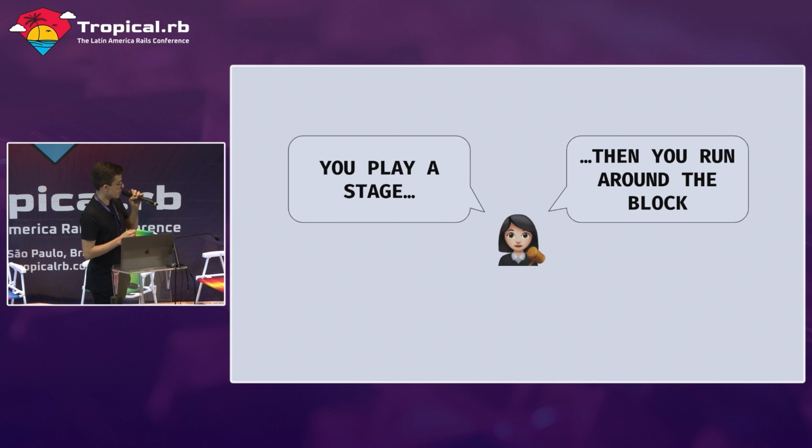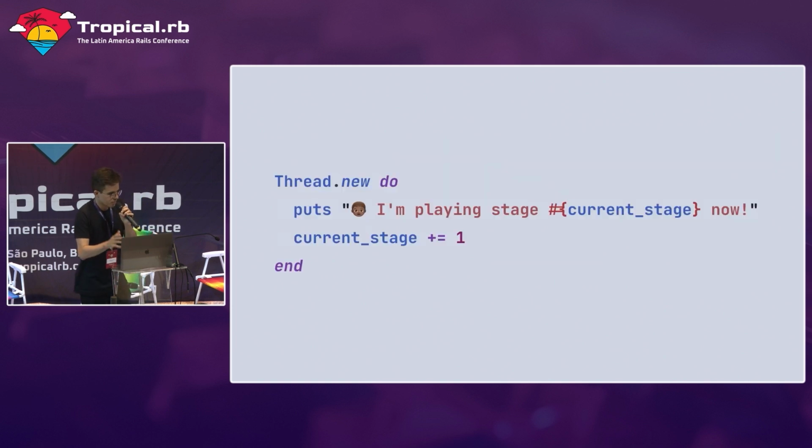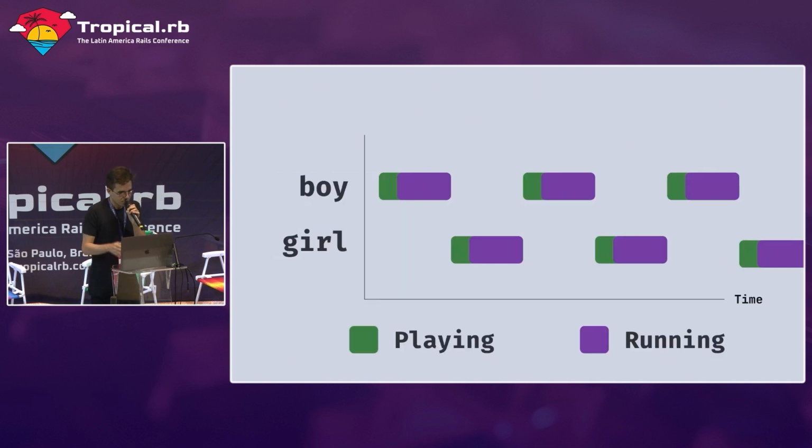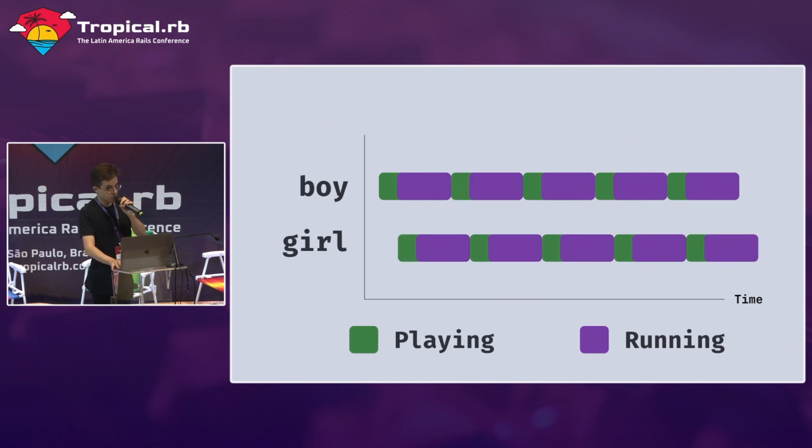So mom was worried about the health of their kids, so she came up with a rule. You play a stage, then you have to run around the block. And to simulate the running around the block, we'll basically sleep for a second. That seems like the perfect use case for threads, because if we don't switch on I/O, then a kid has to play a stage, then run around the block, and only when the kid stops running, the other kid can start playing. But if we switch automatically, then as soon as the first kid starts running, the second kid can start playing. So that's much more efficient.